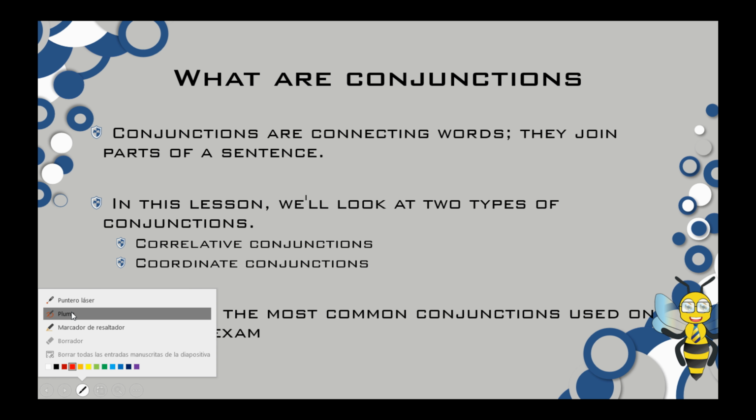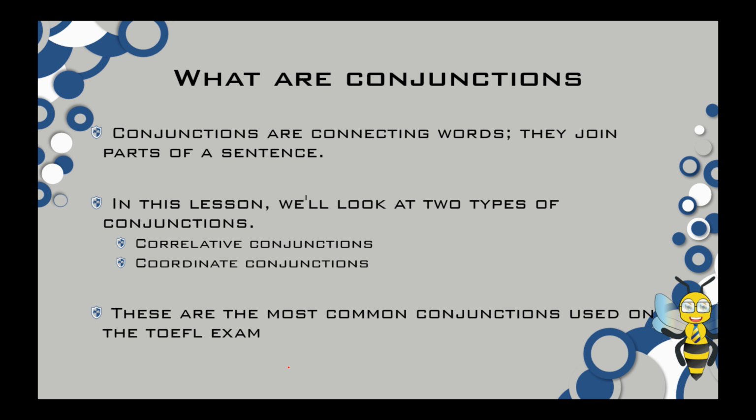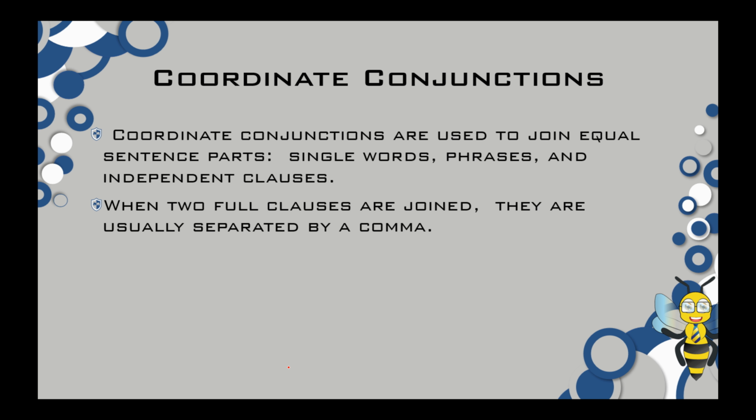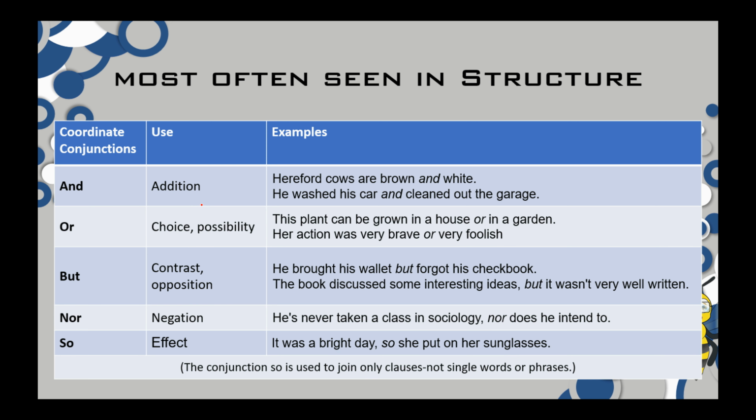These two types of conjunctions are the most common that are going to appear on the TOEFL exam. Let's start with coordinate conjunctions. We use coordinate conjunctions to join equal sentence parts. That's the key word, equal. For example, it could be single words, phrases, and independent clauses. When two full clauses are joined, they are usually separated by a comma. The most common conjunctions here are and, or, but, nor, and so.